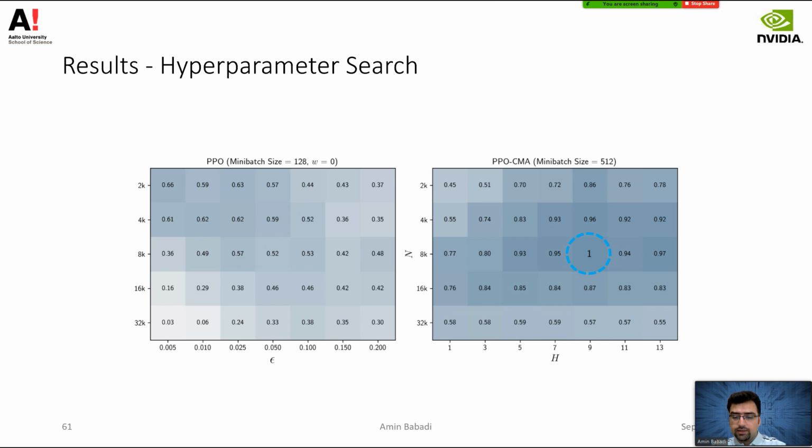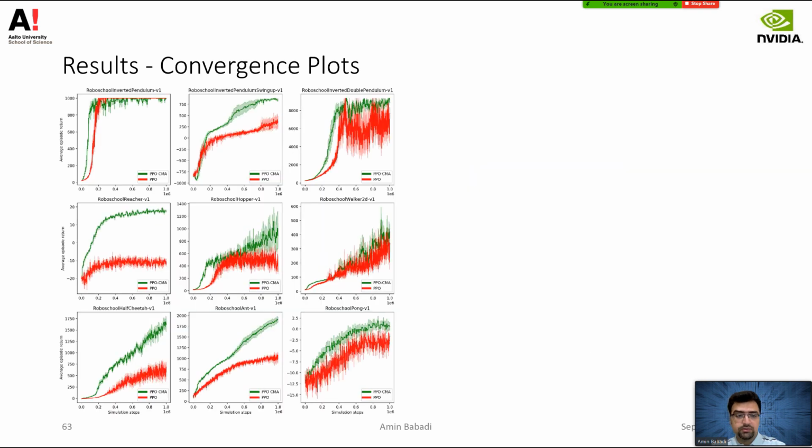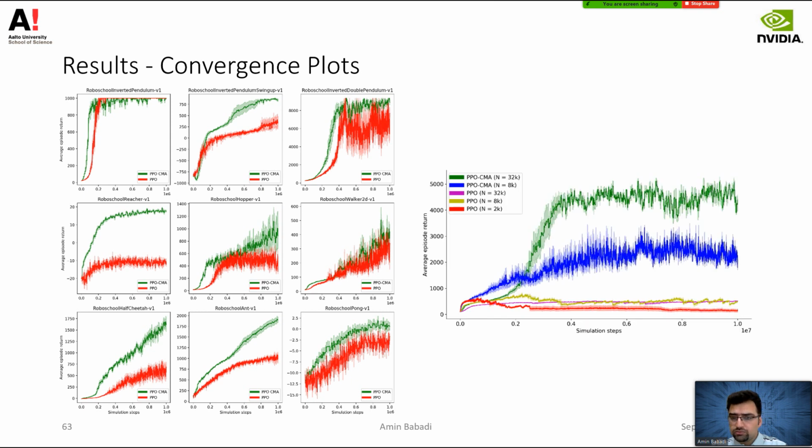And you can see the more detailed results over 9 different RoboSchool environments here, where PPO-CMA is shown in green and PPO is shown in red. As you can see, PPO-CMA is doing a lot better than PPO, and it's only showing comparable results in a few environments. On the right, we chose to compare these algorithms on a more complex environment.